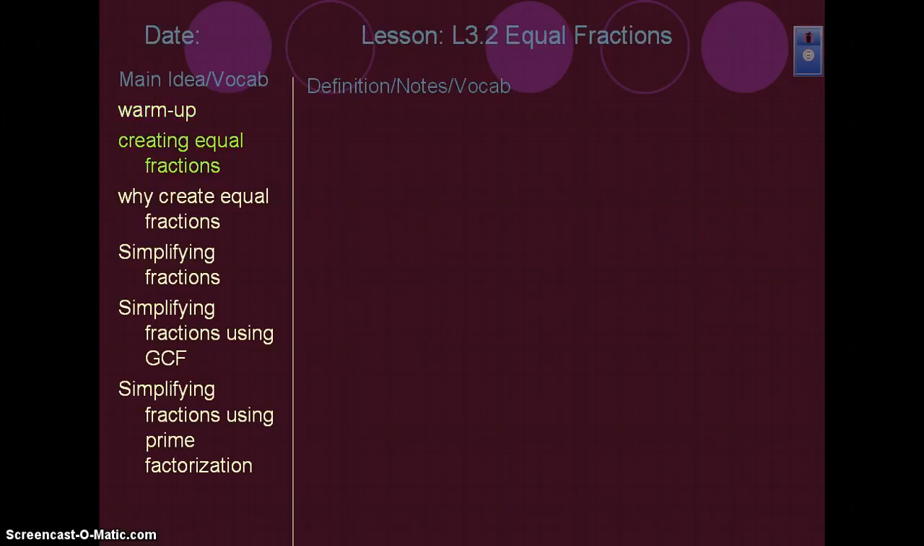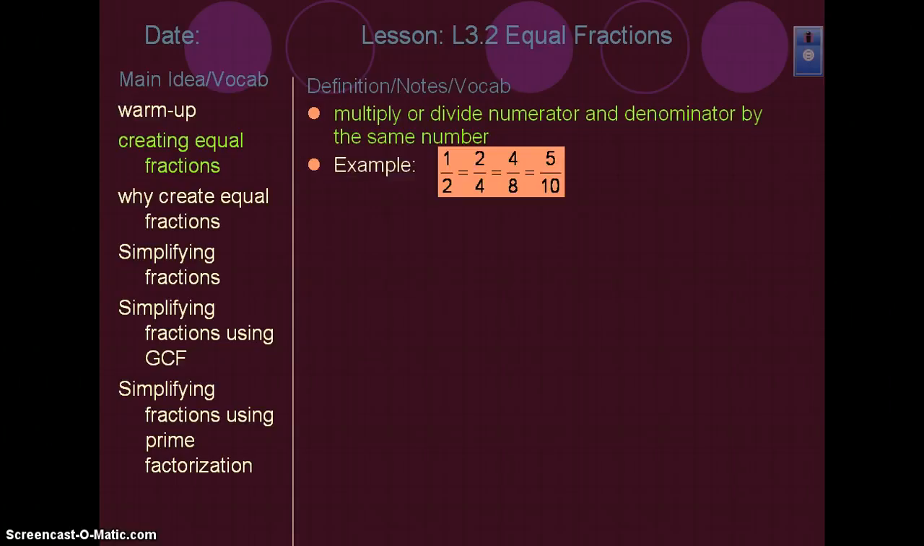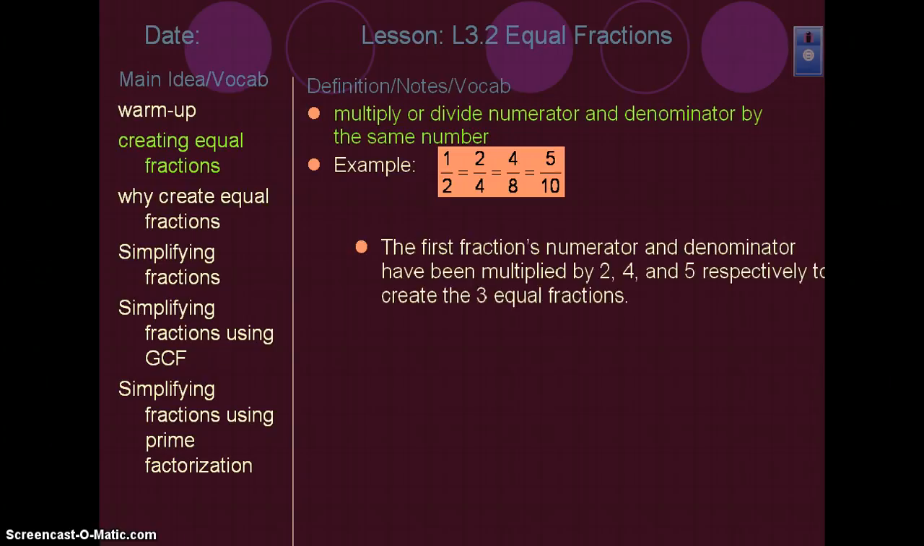Today we're going to start out by talking about how to create equal fractions. To create an equal fraction, we multiply or divide the numerator and denominator by the same number. An example would be 1/2 and 2/4 and 4/8 and 5/10 are all equal.